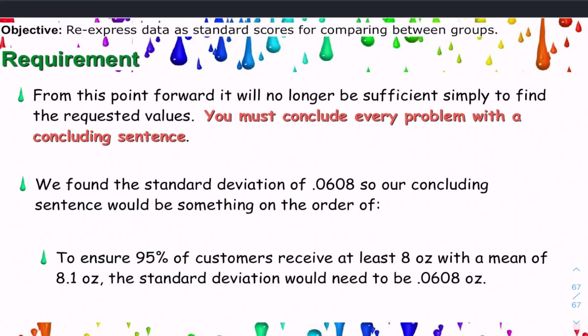So from this point forward, it will no longer be sufficient to simply find the requested values. You must conclude every problem with a concluding sentence. So we found the standard deviation of 0.0608. So our concluding sentence would be something of this order: To ensure 95% of our customers receive at least 8 ounces with a mean of 8.1, the standard deviation would need to be changed to 0.0608 ounces.